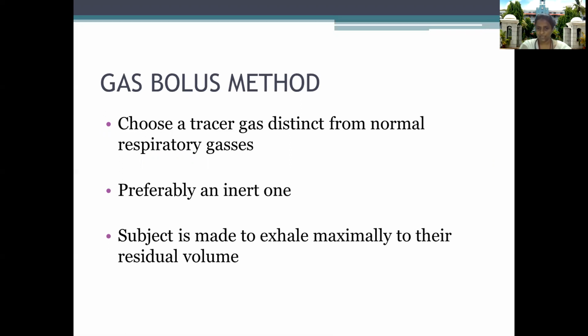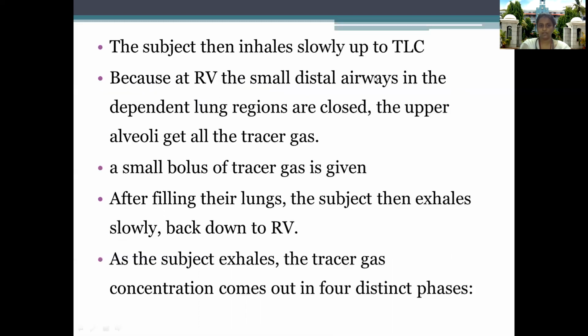The original scientists who performed this chose a tracer gas, which was xenon. It is a gas distinct from the normal respiratory gases, and preferably it should be an inert one so that it doesn't react unnecessarily with the other gases in the lungs. The subject is then made to exhale maximally until they reach residual volume. At this point, at residual volume, the airways have collapsed in the dependent lung regions.